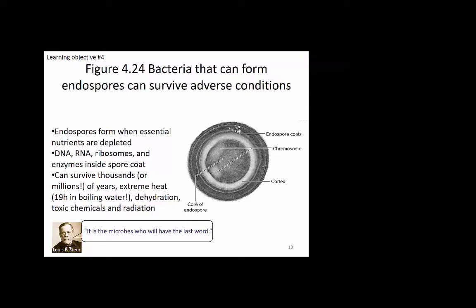When the adverse condition has passed, the bacteria can then become a normal vegetative cell and exit the spore state, and then can start doing metabolism, can divide, have daughter cells, and will then be alive. It has been shown that bacteria endospores can survive thousands of years, extreme heat, dehydration, toxic chemicals, and radiation. So that concludes Chapter 4.